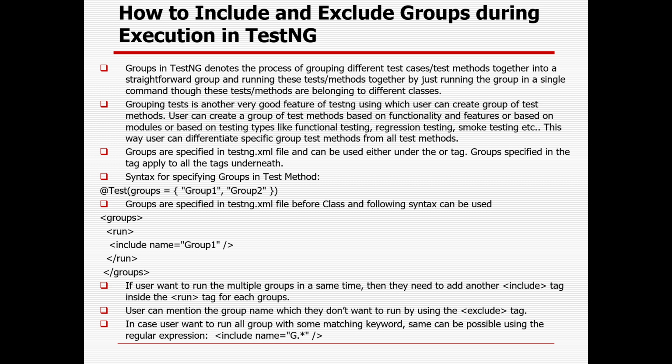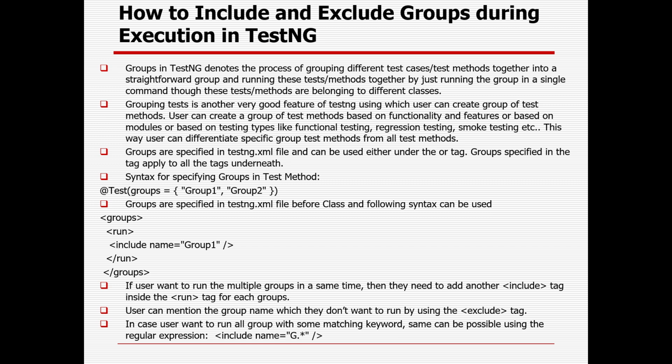That way, within a couple of executions I can get my desired outcome, and I can certify that whatever changes have been made pertaining to this area, I can execute those test cases and get the result. I can get to know how many test cases pass, fail, or skip. Groups are specified in the testng.xml file and can be used either under the suite or test tag. Groups specified in the suite tag apply to all the test tags underneath.